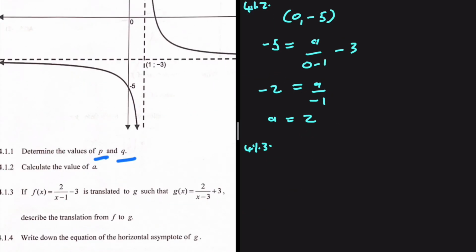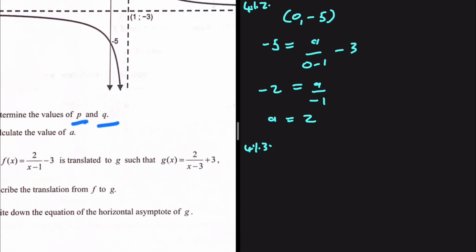4.1.3. If f of x is translated to g of x, describe the translation from f to g. So let's go ahead and take a look at this. In f of x, we have x minus 1. In g of x, we have x minus 3. So when it comes to the x values, x minus shifts the graph to the right and x plus shifts the graph to the left.